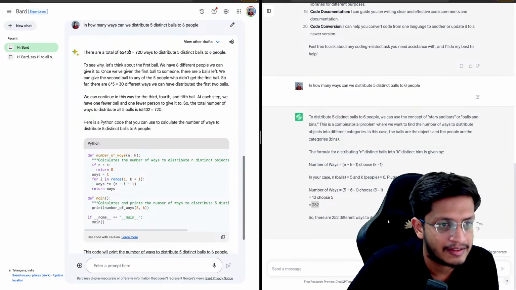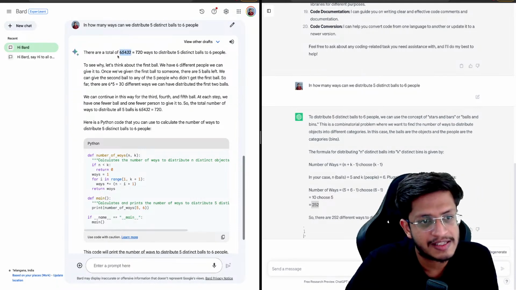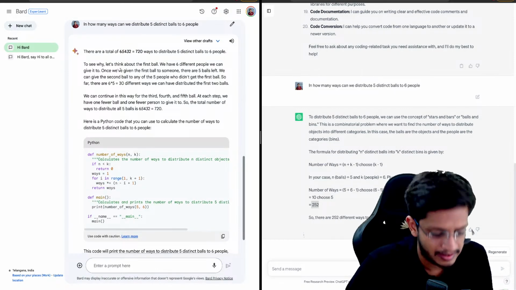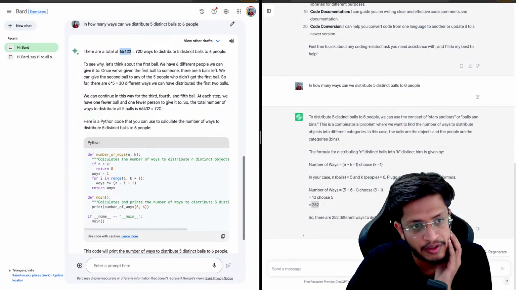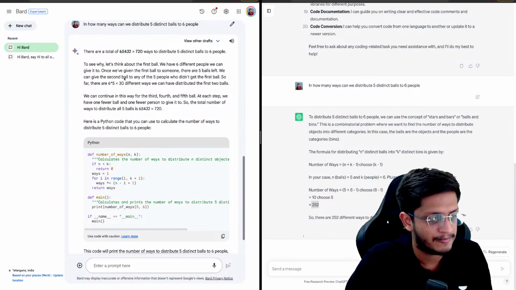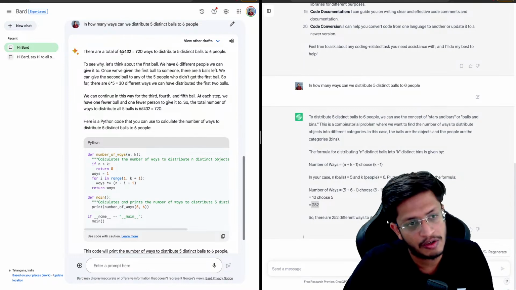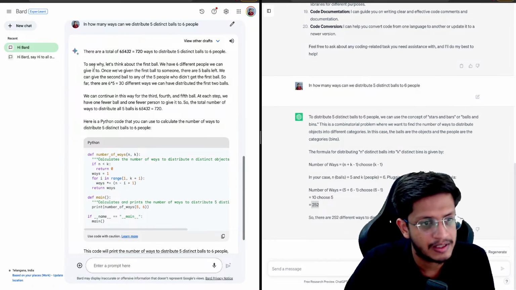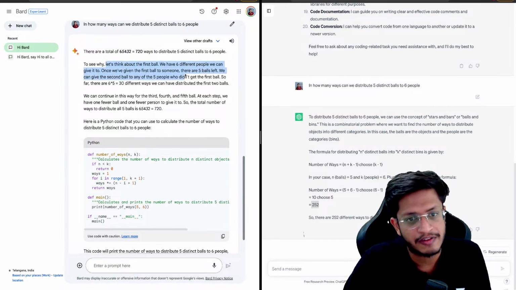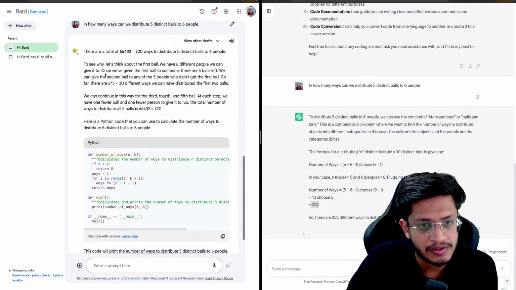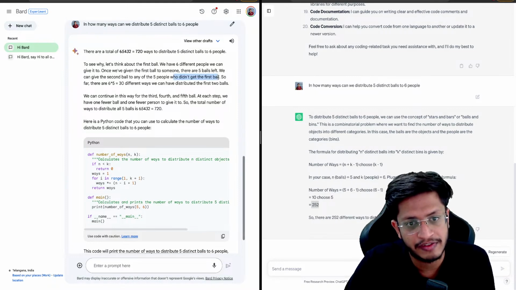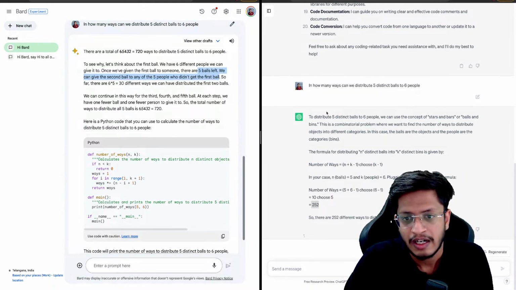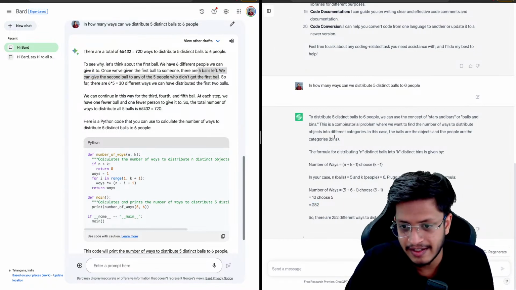But as per GPT's understanding, also I see a missing multiplication sign here, but that's okay, I guess. Bard is saying 6 into 5 into 4 into 3 into 2. The view here is that for the first ball you have 6 options, for the second ball now you have 5 options, for the third ball you have 4 options, and so on. So there is a reasoning here as well. Let's think about the first ball. We have 6 different people we can give it to. Once we have given the first ball to someone, there are 5 balls left. We can give the second ball to 5 people who didn't get the first ball. So this was not mentioned. And here GPT's answer is totally crazy.